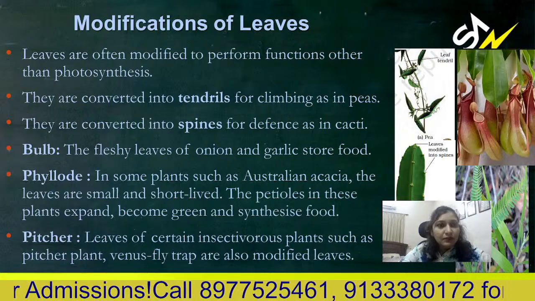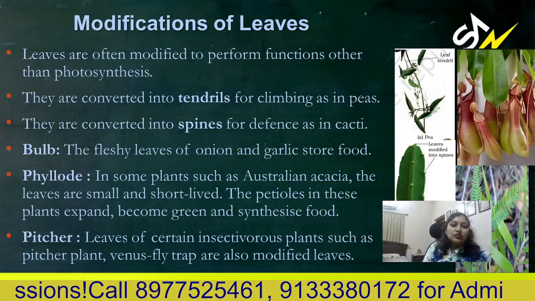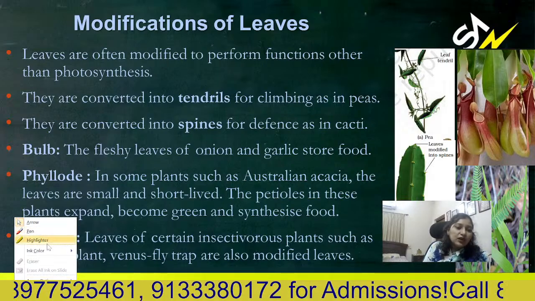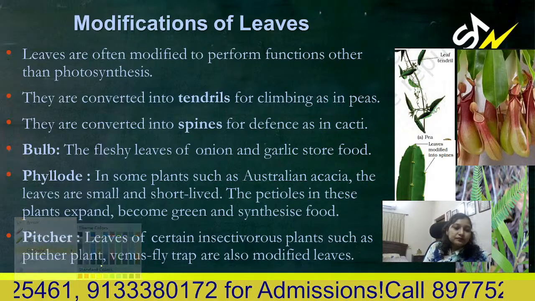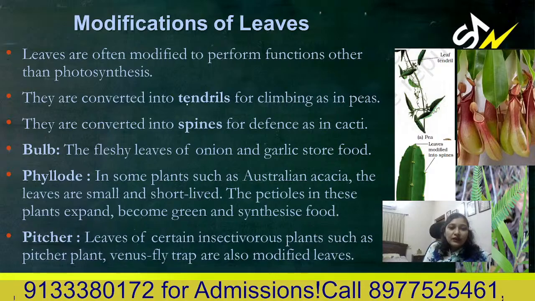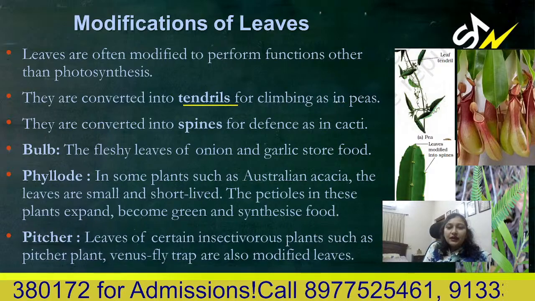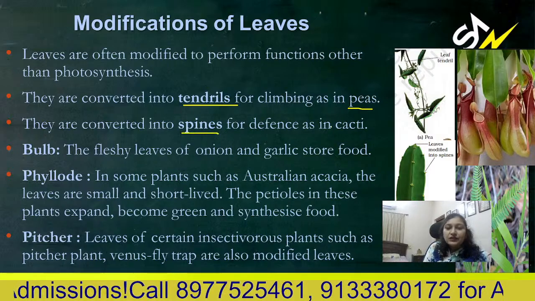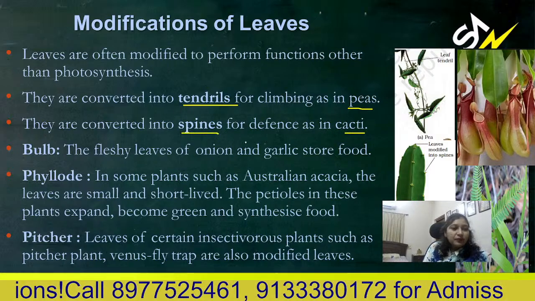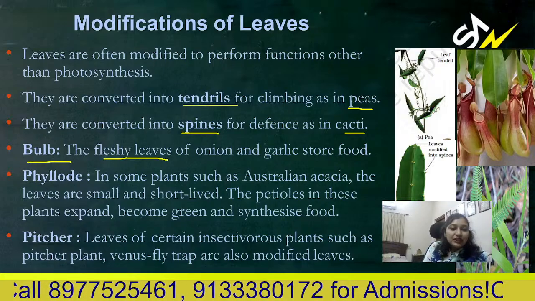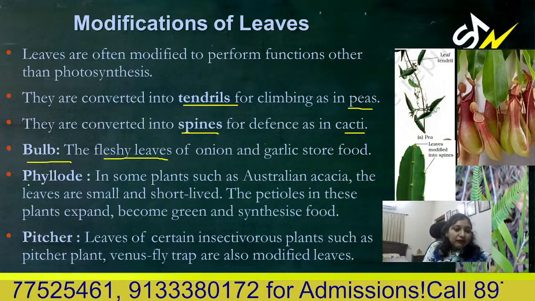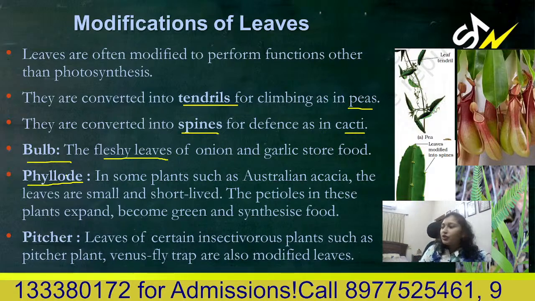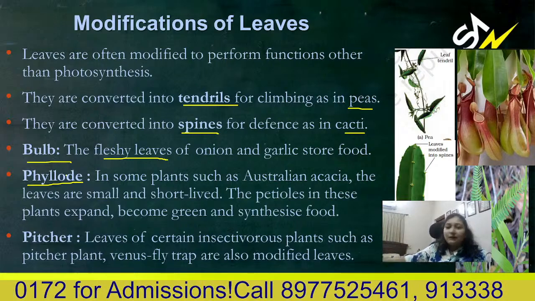Now next, it is about modification of leaves. So the functions other than photosynthesis which leaves carry out, that we need to discuss. They are converted into tendrils for climbing, as in the case of peas. They are converted into spines for defense, like in the case of cactus. They form bulbs, the fleshy leaves for food storage. The phyllode, not phylloclade. Phylloclade is a modification of stem, guys.